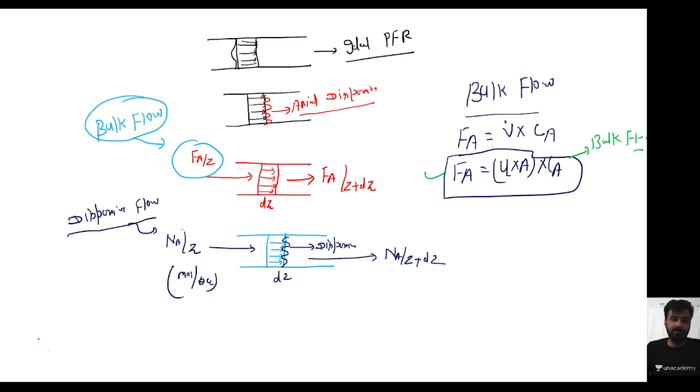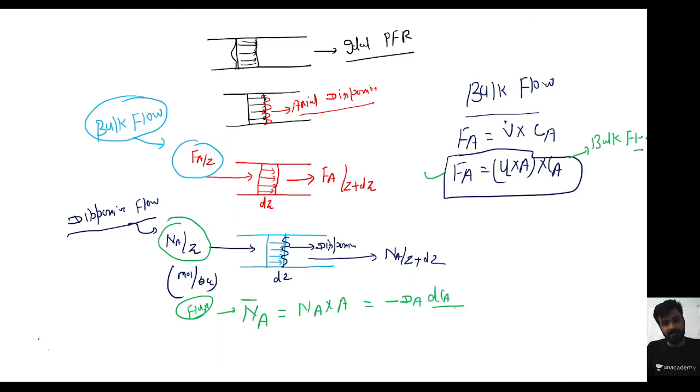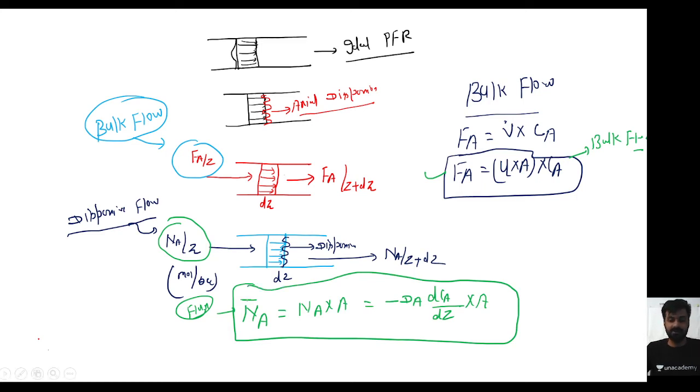And already I have told you that this term, dispersive flow, will follow Fick's law of diffusion. So can I write Na bar, that is equal to the flux Na multiplied with A, that is equal to minus D dCa by dz multiplied with area. Are you getting? You can understand these things from here. So we have calculated both of the things. Now coming to the next.